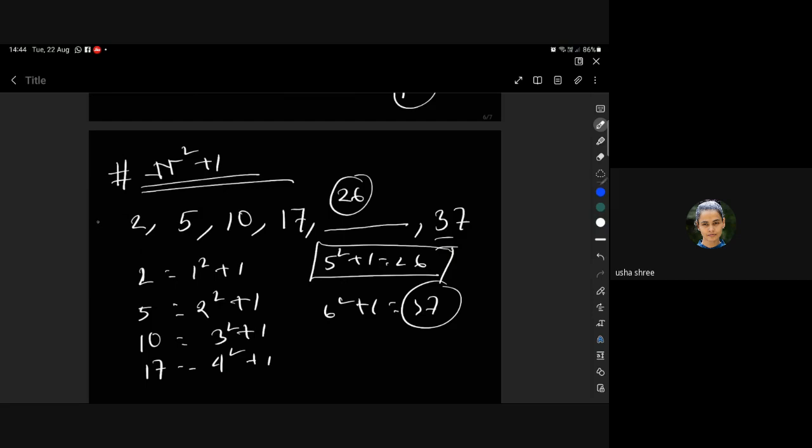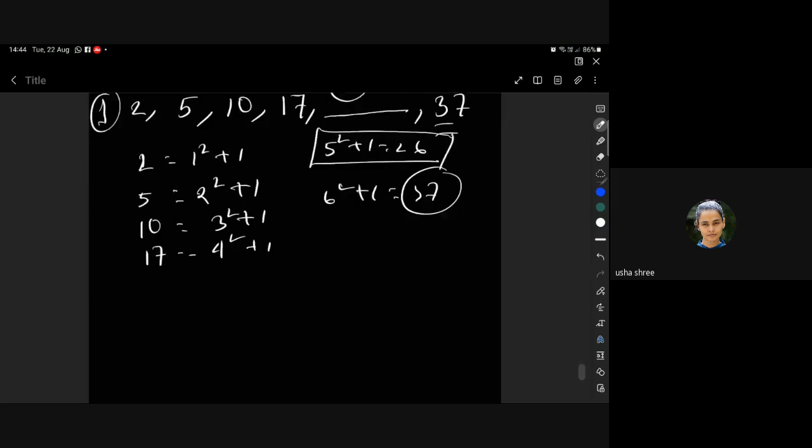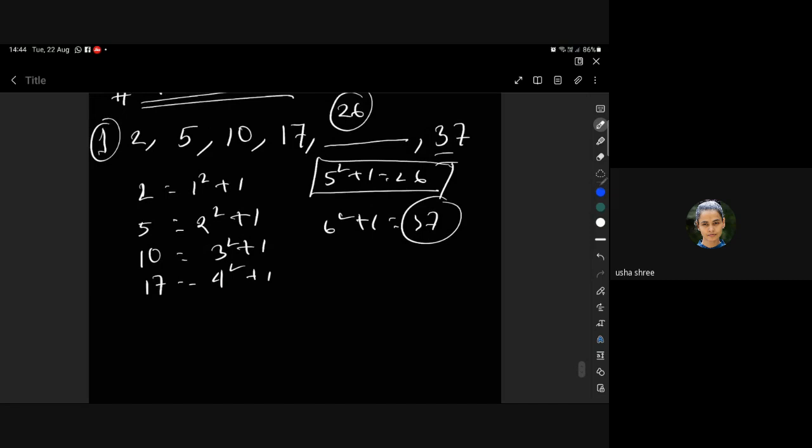So this is one way to solve this problem. Another way to solve this problem is a different procedure. Sometimes there are many problems which can be solved using many patterns. So you can solve it in this way also.